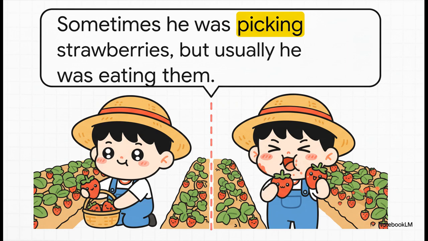And boom, there it is. You see the grammar engine firing on all cylinders. This sentence right here from the story uses the past continuous, was picking and was eating, perfectly. So the student reads this and has that aha moment. The abstract rule they learned on a chart is now being used to tell a funny story. That's when it all clicks.